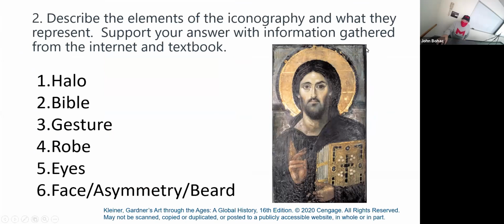And then the second part of this is describe the elements of the iconography and what they represent. Support your answer with information gathered from the internet and textbook. So these were kind of 7 large answers. These are kind of general categories. And number 1 being the halo.